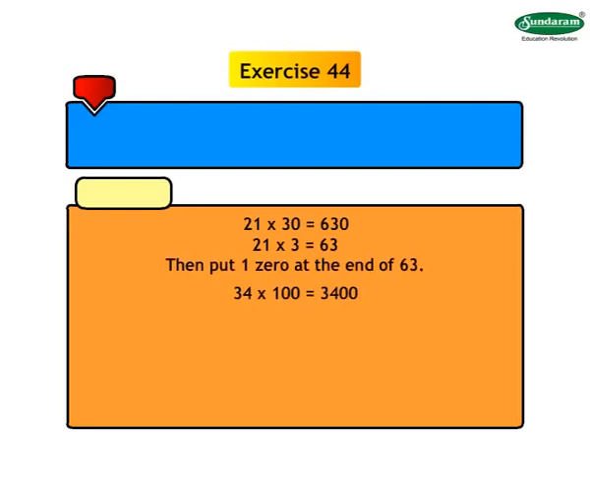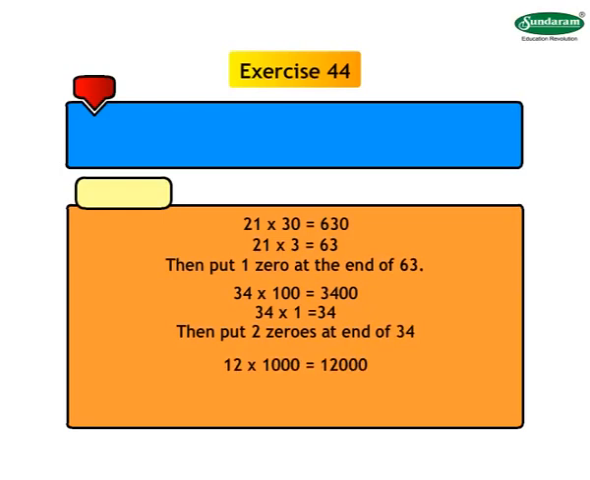34 into 100 is equal to 3400. 34 into 1 is equal to 34. Then put 2 zeros at the end of 34. 12 into 1000 is equal to 12,000. 12 into 1 is equal to 12. Then put 3 zeros at the end of 12.